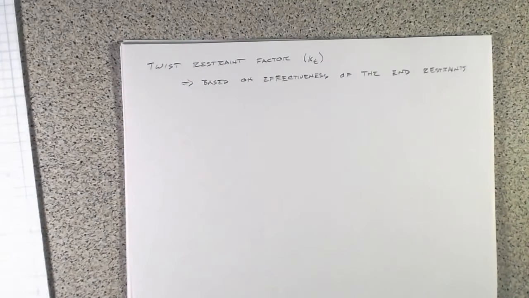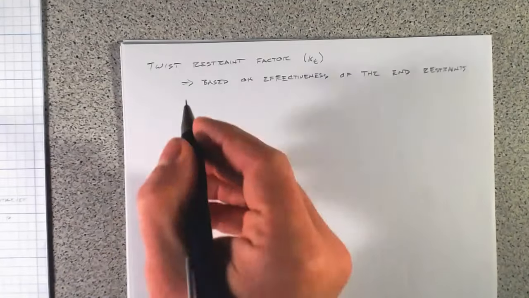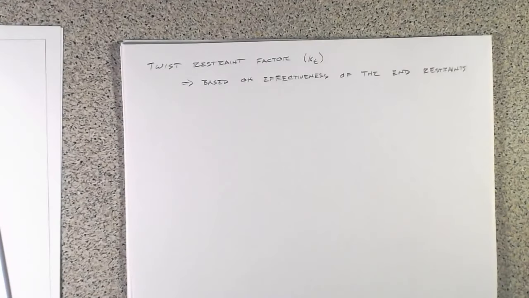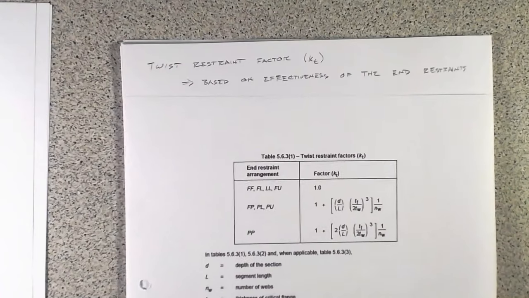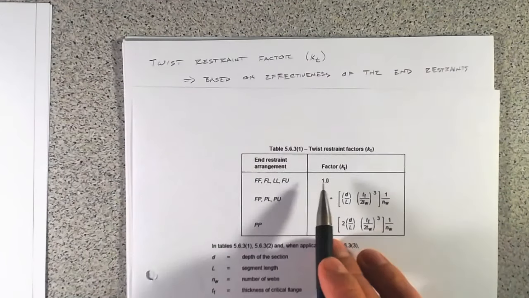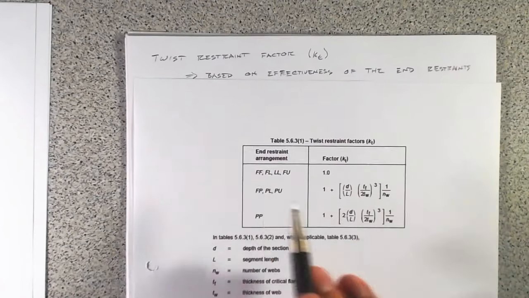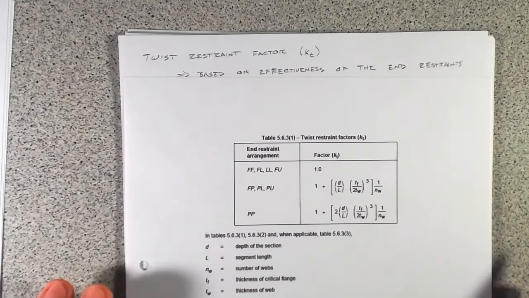the tendency to keep the element from wanting to rock over, it's like, well, how well do they do? And these are all in these tabulated portions of the code, and these are also in your notes. So you can see we've got this twist restraint factor, and it's based upon, you'll see that we've got this FF, this FL, LL, FU, FP, PP. What are all of these things?